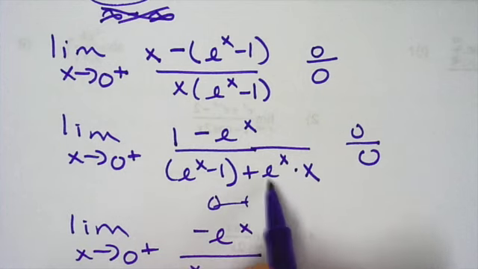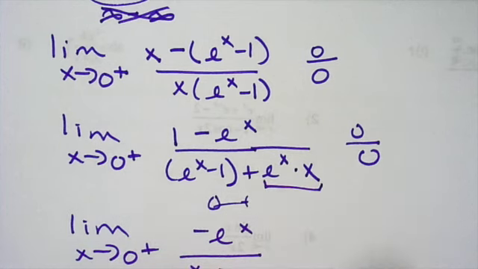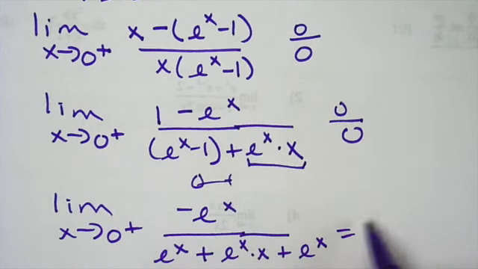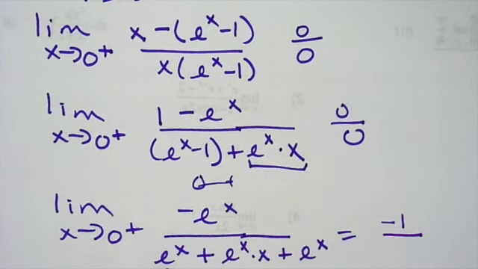This becomes 0. Product rule here. Derivative of the first times the second plus derivative of the second is 1 times the first. And let's see what happens if I plug in 0. I have a negative 1 on the top. This is 1. This becomes 0. This is 1. So there's my limit.